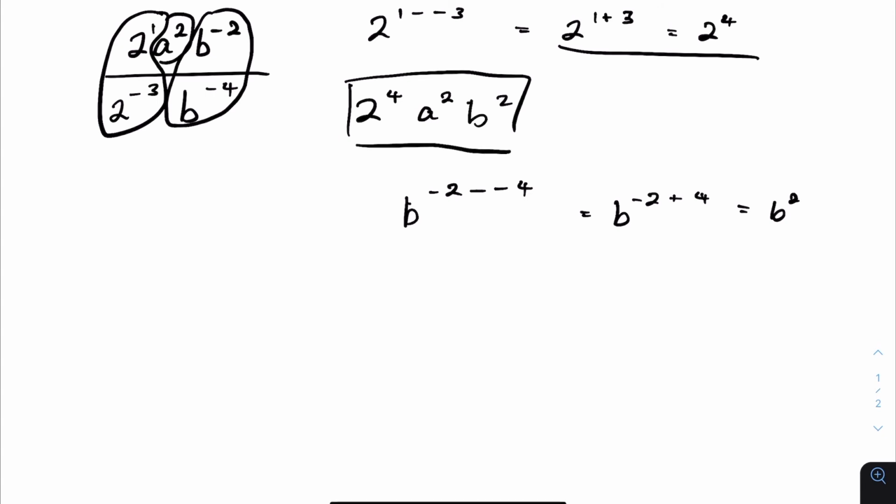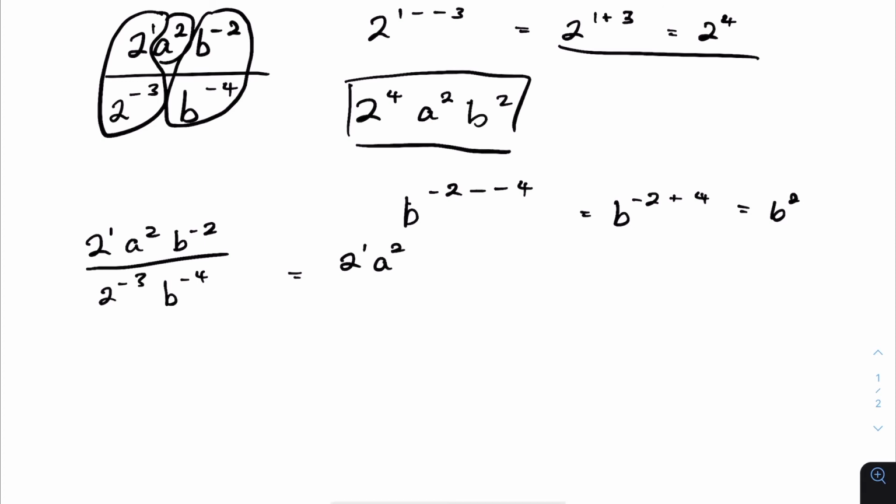The other way we could do it is, wait, let me just write this out again. 2 to the power of 1 a squared b to the power of negative 2 over 2 to the power of negative 3 b to the power of negative 4. Okay, the other thing we could do is actually just get rid of the negative sign. So we can bring this to this side by getting rid of the negative sign. So what we would do is rewrite this as 2 to the power of 1 because there's no negative sign there, a squared, no negative sign there. And then we take these two and push them there because they both have negative signs.